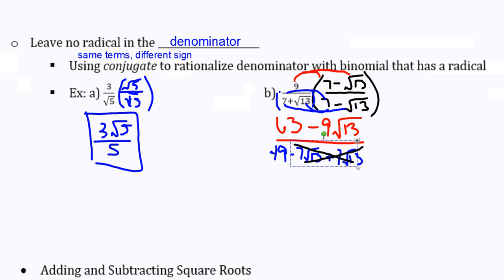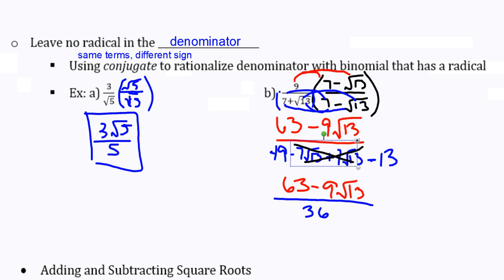Okay. And then finally in the last term, positive rad 13 times negative rad 13, well, a positive times a negative is a negative, and rad 13 times rad 13 is just 13. Okay. So now, because I've multiplied by that conjugate, all of my rads are out of the denominator. So I just have my 63 minus 9 rad 13 on the top, and on the bottom we've got 49 minus 13, which is 36.